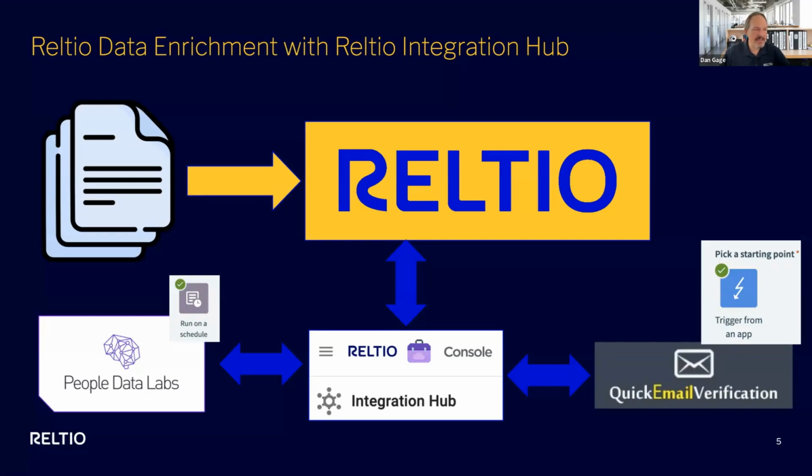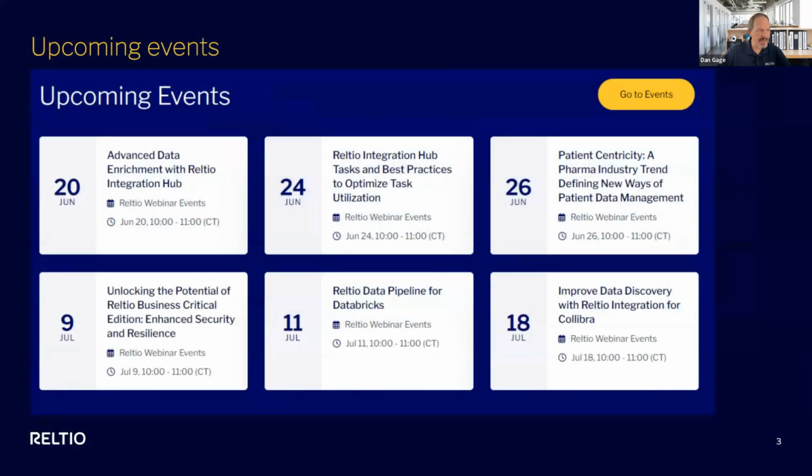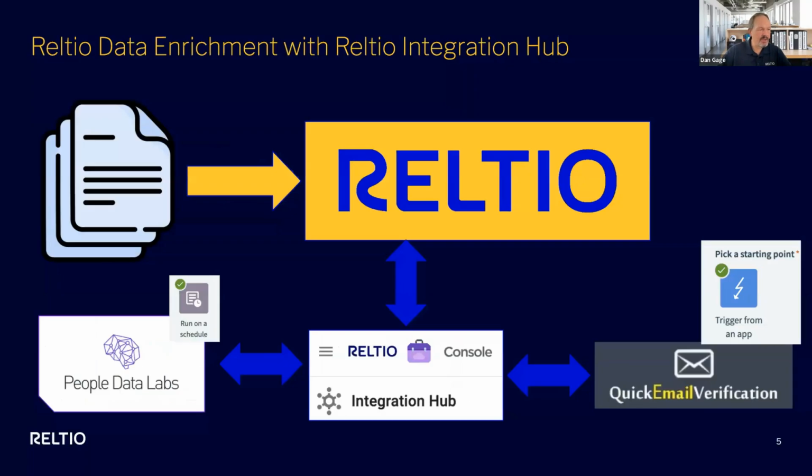But to extend that to passing more data over or receiving more data back is just utilizing the standard best practices that we'll introduce you to today. One of the other things we'll focus on is the different methodologies for integrating with these various different services. On the left, we're going to be focusing on People Data Labs to run on a scheduled basis. And on the right, we're going to be triggering that from an application event that happens inside of Reltio.